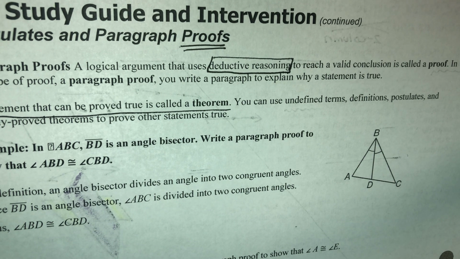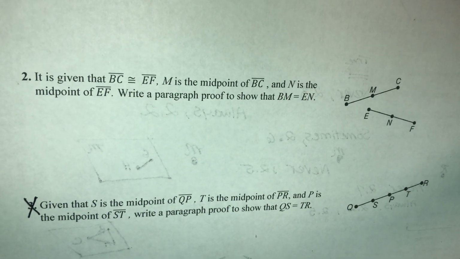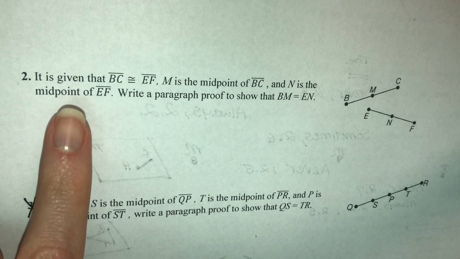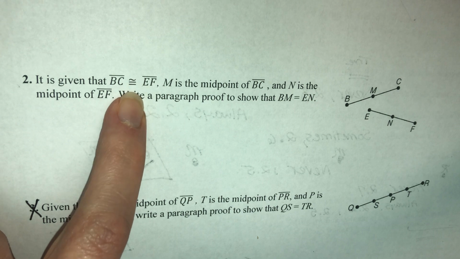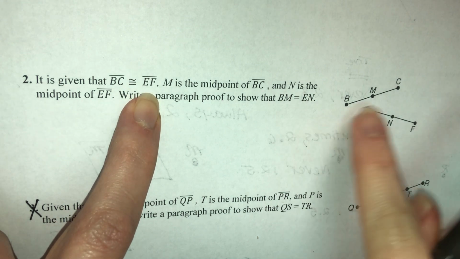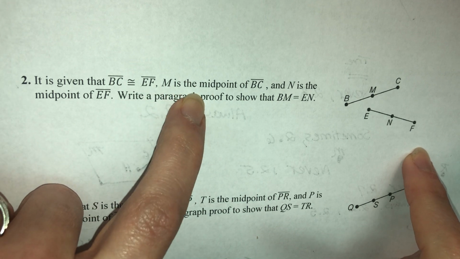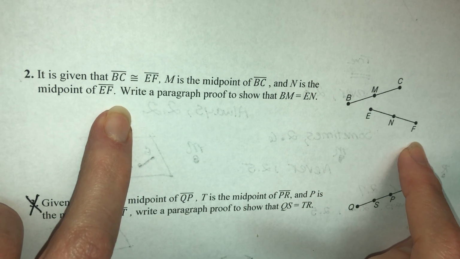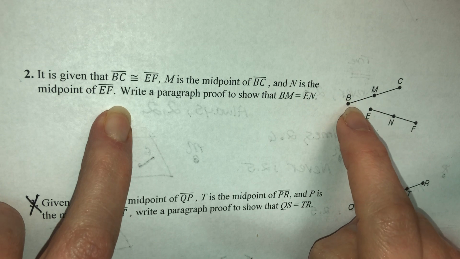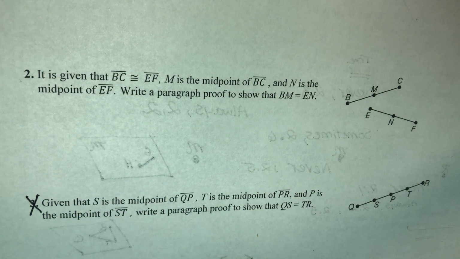For our first proof, we are going to do problem 2, just problem 2, and that will be enough for today. So it says, it is given that segment BC is congruent to segment EF. So look at these 2 segments, BC and EF. Those are congruent segments, okay? M is the midpoint of segment BC, and N is the midpoint of segment EF. Write a paragraph proof to show that the distance from point B to M is equal to the distance from point E to point N.